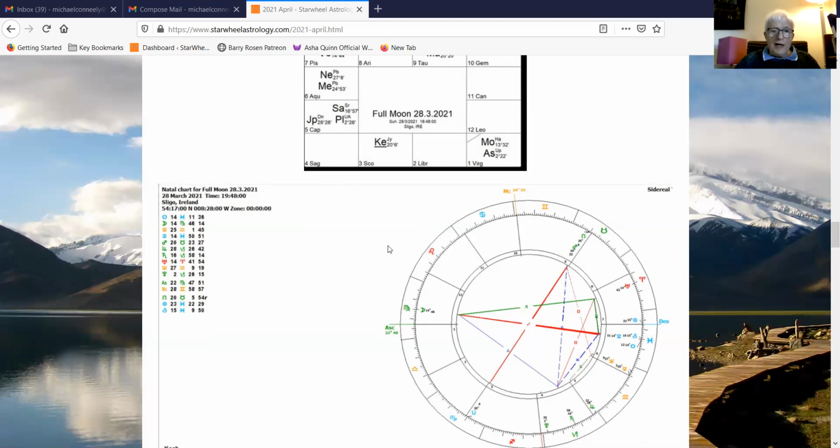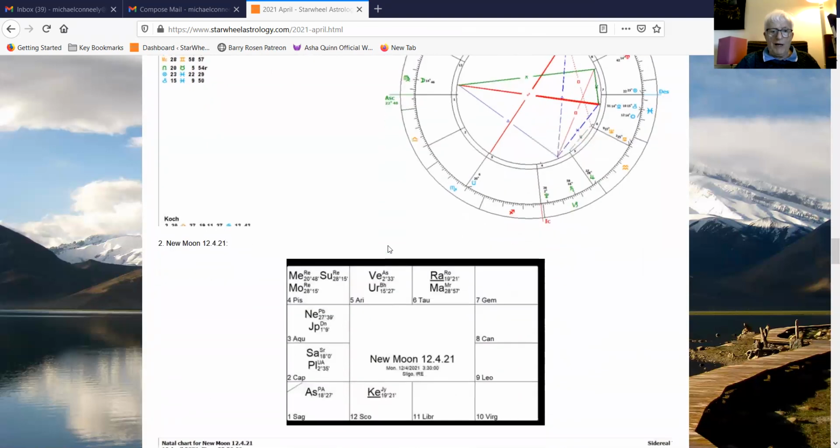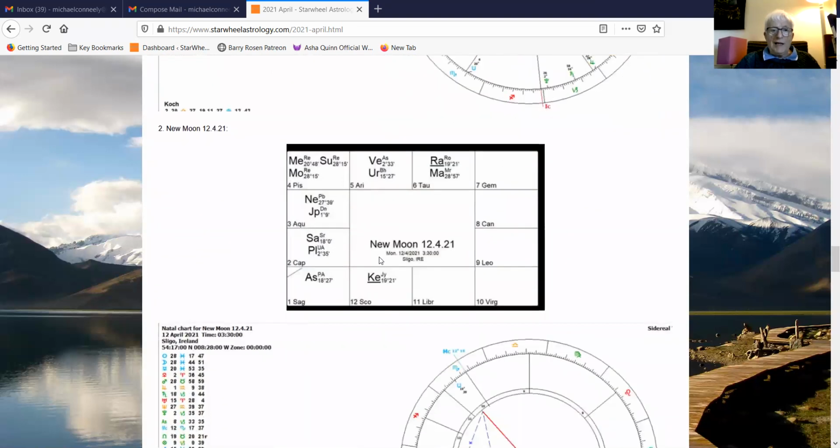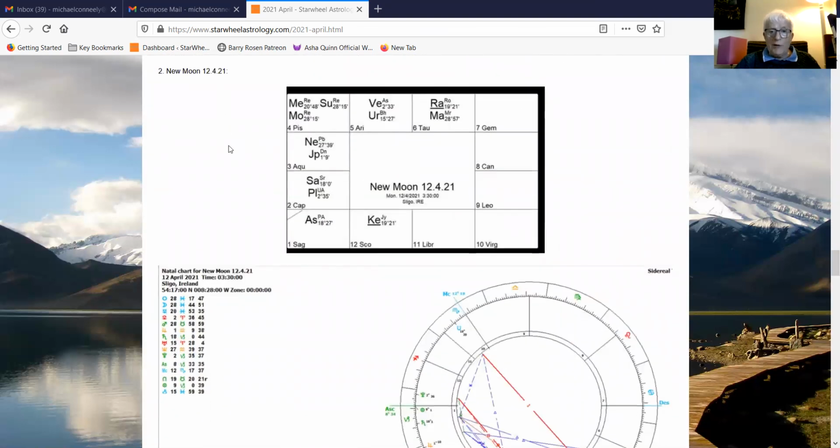So let's move down the 2021 April page and look at the next lunation, which is on the 12th of April. So it's the new moon of the 12th of April. Now this has sun and moon in Pisces, indeed. Sun and moon in Revati Nakshatra, the 27th Nakshatra in the wonderful 27 sign lunar zodiac.